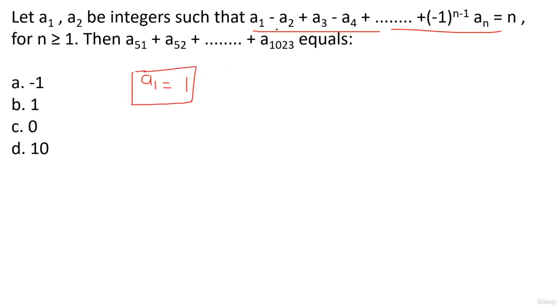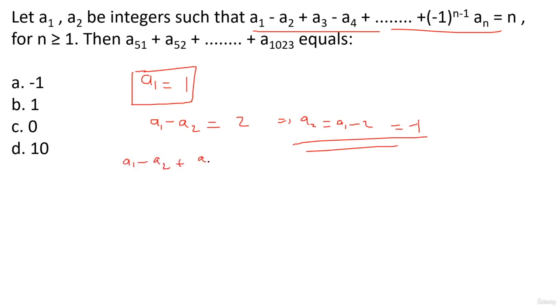If we put the value of n as 2, it will be a1 minus a2 equal to 2. So this gives you a2 is equal to a1 minus 2. We found a1 as 1, so 1 minus 2 is minus 1. So a2 is minus 1. Similarly, a1 minus a2 plus a3 will be equal to 3 when you put n equal to 3. We know the value of the first two terms, which is 2. So how much will a3 be? 3 minus 2 is nothing but 1.